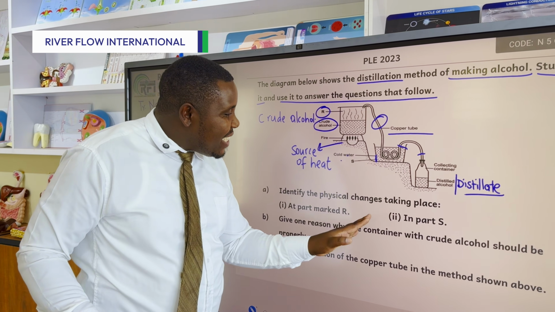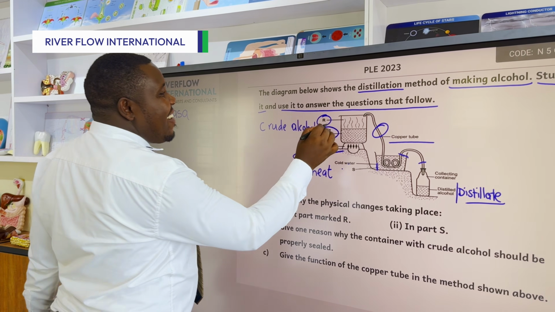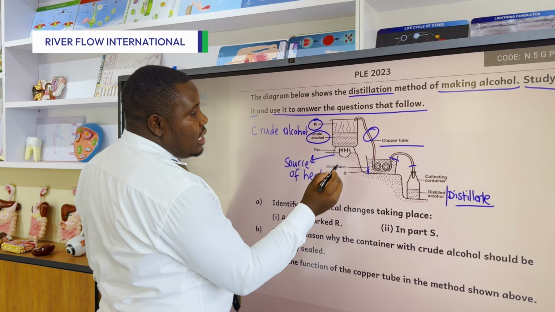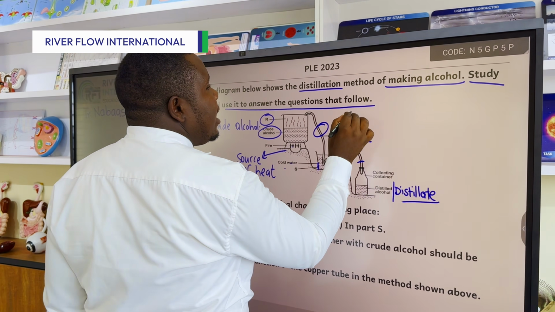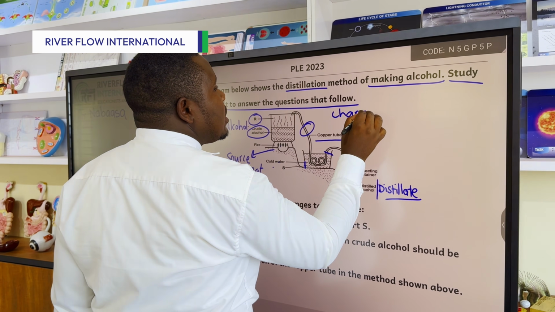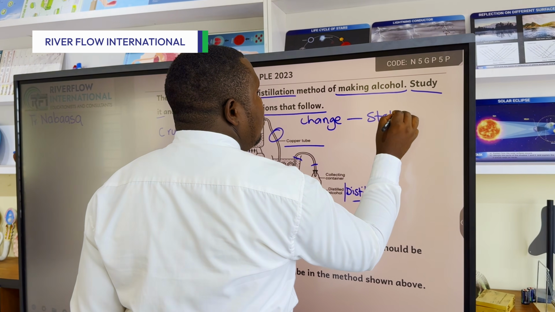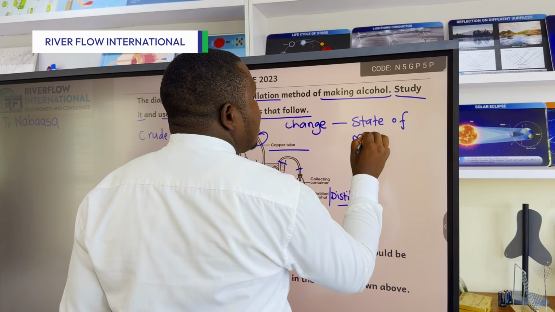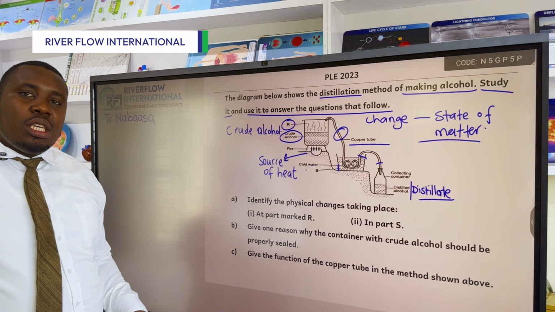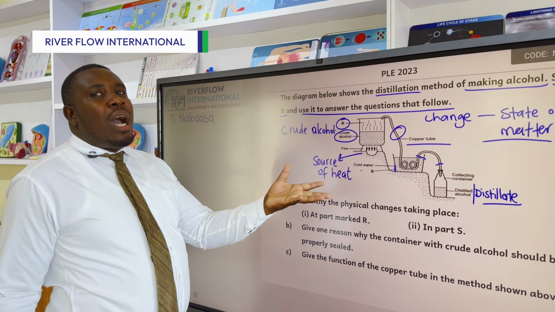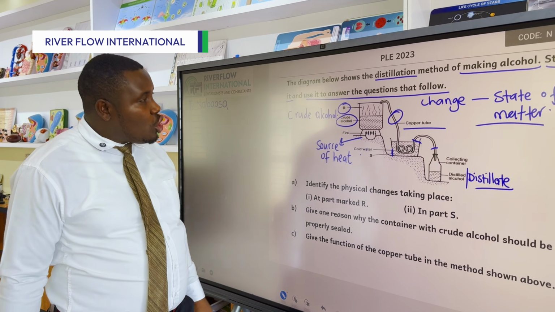Identify the physical changes taking place at part R. Now everyone can see that there is a fire, and of course when fire is heating the liquid, we have a change in state of matter. Now, this question can even apply at P5 level when we are looking at changes of states of matter, but it can also work when we are looking at the separation of mixtures using the distillation method.